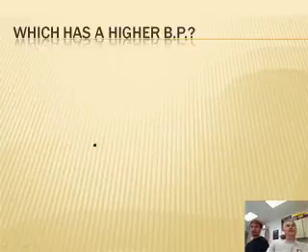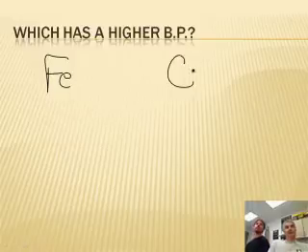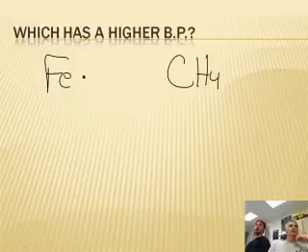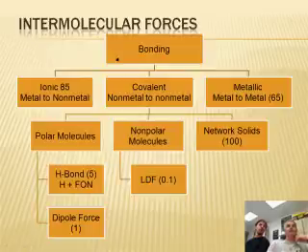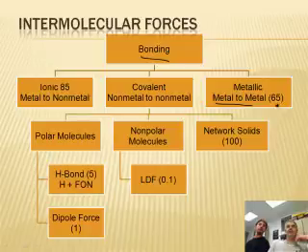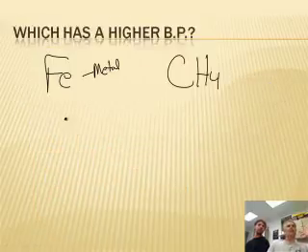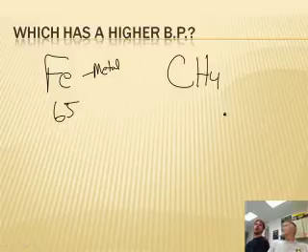All right, next, let's do iron versus CH4. Iron is a metal, so it's just like a metal. If I go to bonding and go to metal to metal, that's 65. Done. That's easy. Metals are easy. Iron, 65.